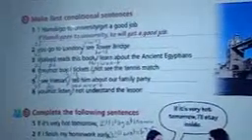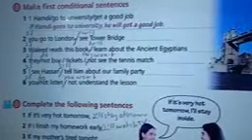Here we have to read some sentences using first conditional sentences. Number one is done for you. Hamdi goes to the university, gets a good job. So we will say, if Hamdi goes to university, he will get a good job. Number two, you go to London, you see Tower Bridge. If you go to London, what will happen? You will see Tower Bridge.